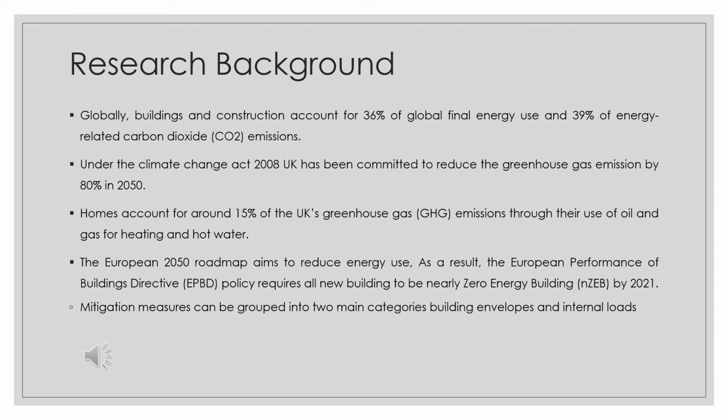Now, the roadmap to reduce energy use is mainly focused on the operational carbon part of it and not the embodied carbon. And then there are these mitigation measures that have been put in place. Measures can be grouped into two main categories, which are the building envelopes and the internal loads. Building envelopes, of course, consist of walls, floors, ceilings, and roofs. And the internal loads are the technology used to operate the building.